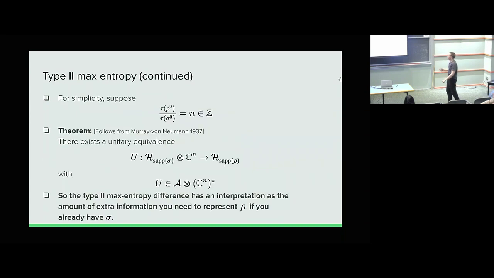But that is nevertheless a statement that these abstractly defined max entropies in these algebraic settings that showed up in semi-classical gravity do give you a statement about a relative state counting, where you say that the amount of extra information you need to represent one state, conditioned on already having a representation of the other, is exactly this extra number of degrees of freedom encoded by this max entropy.